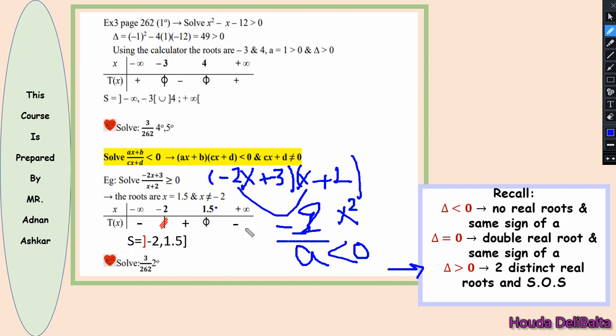So again, outside the roots we have the same sign of A. As you see, it's negative, and between the roots you put the opposite sign of A. And we need greater or equal to 0, so we need the positive part. Then we look here between minus 2 and 1.5, and the answer is the interval open at minus 2, closed at 1.5. So this is the interval, that's the solution for this inequality.